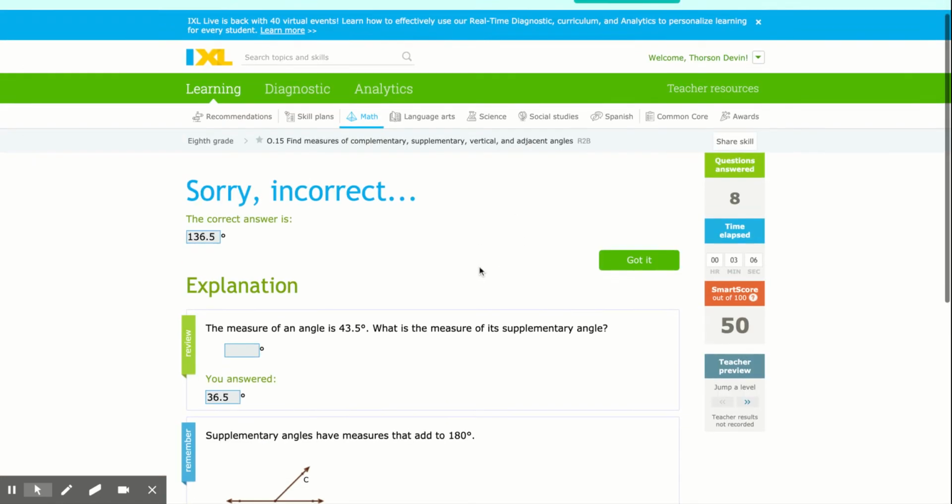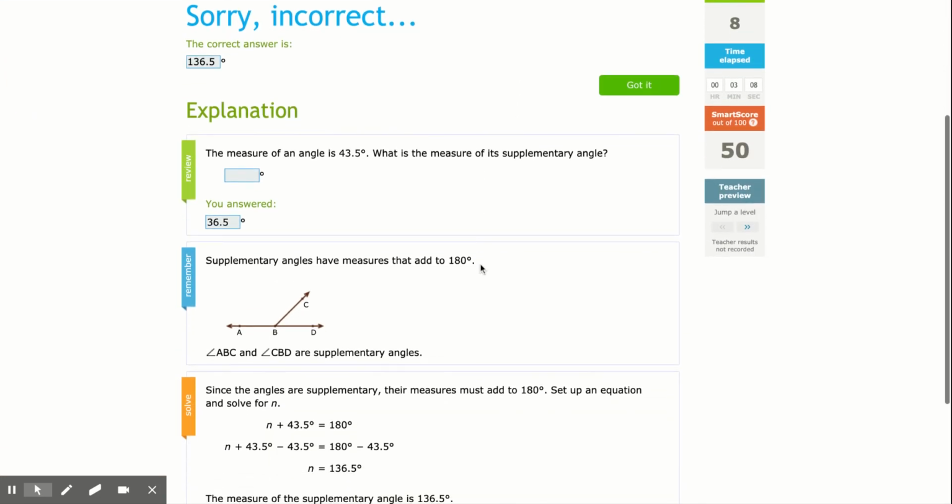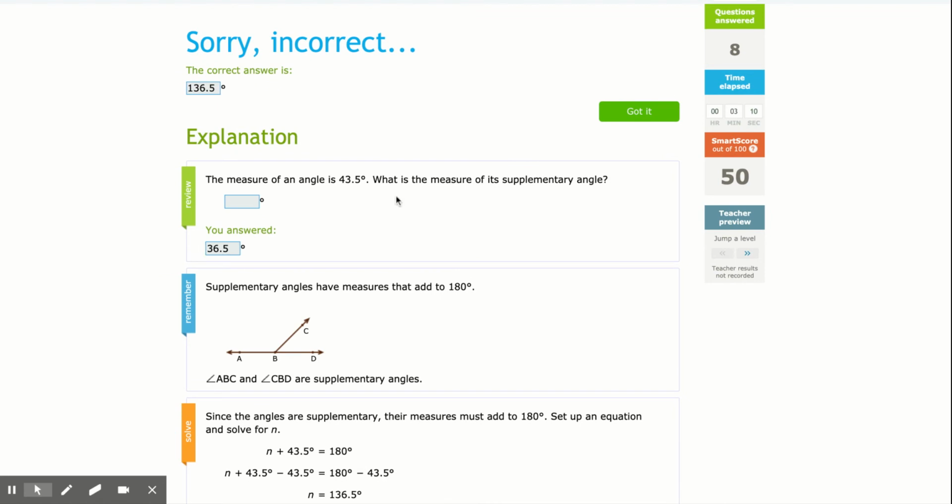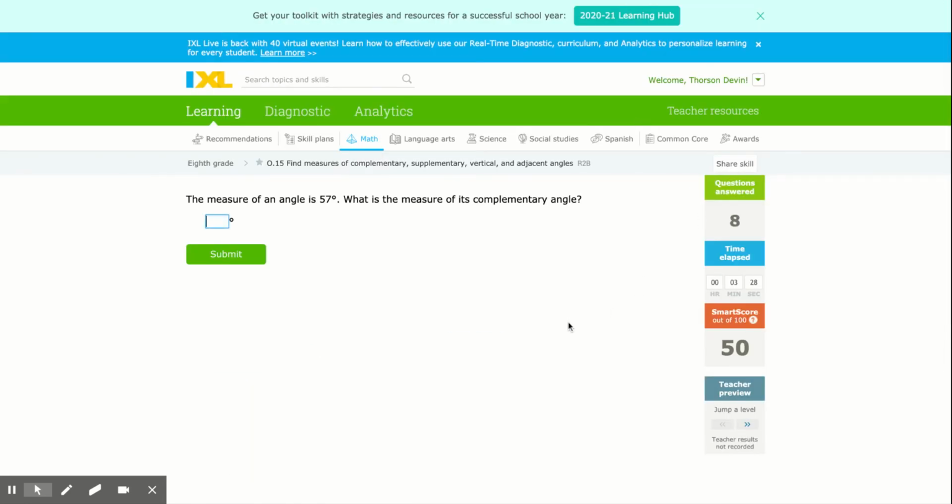36.5. Nope. It would be 136.5. I forgot the 100. I got it. Be careful. Actually use a calculator. I try to do too much in my head. And see what happens when you try to do it in your head? You mess up. I forgot the 1. Because I had to subtract 43.5 from 180. So I had 36.5. I just forgot that there was still 100 there.